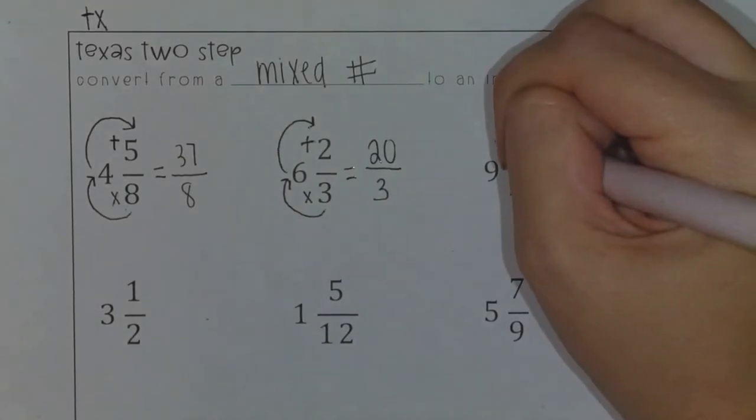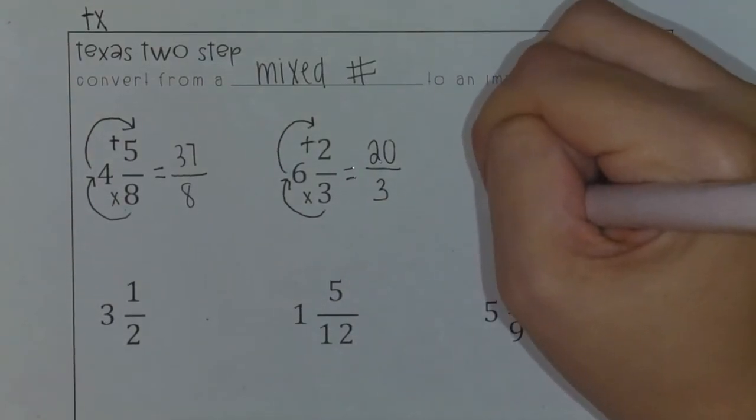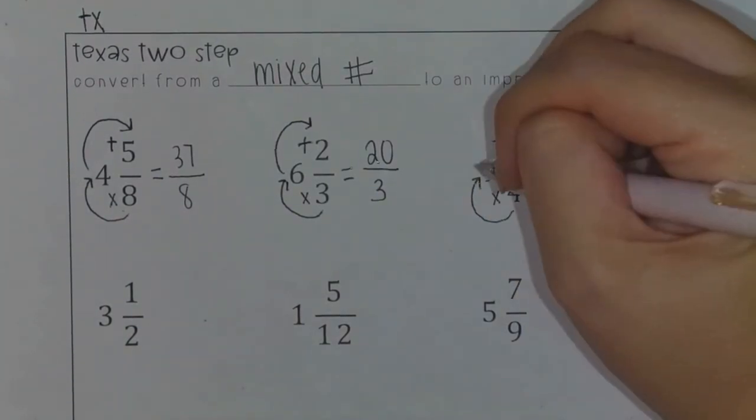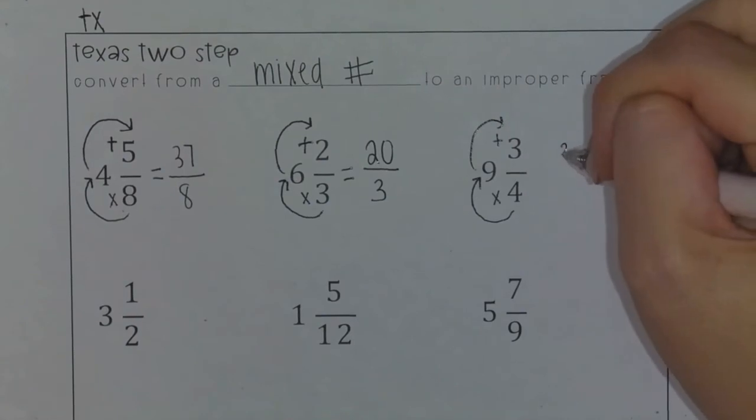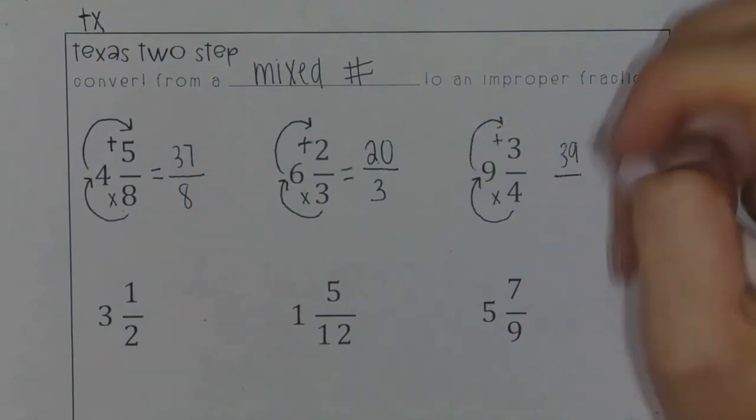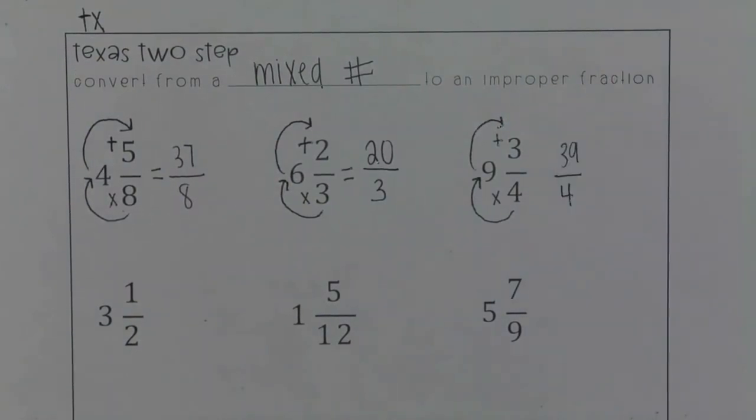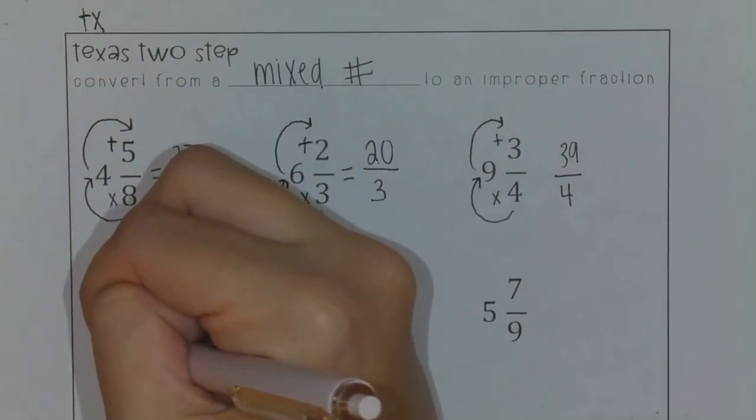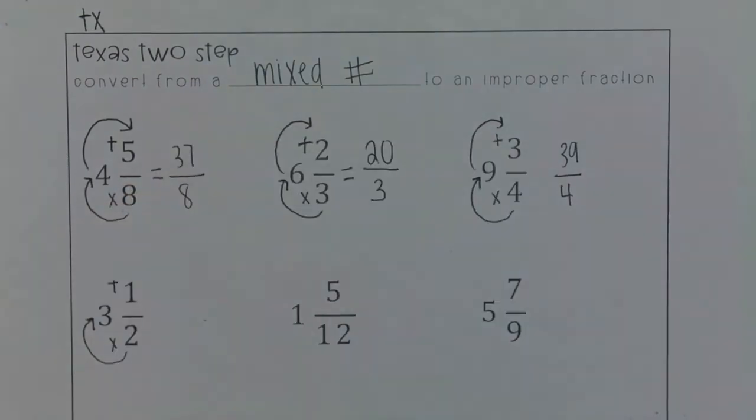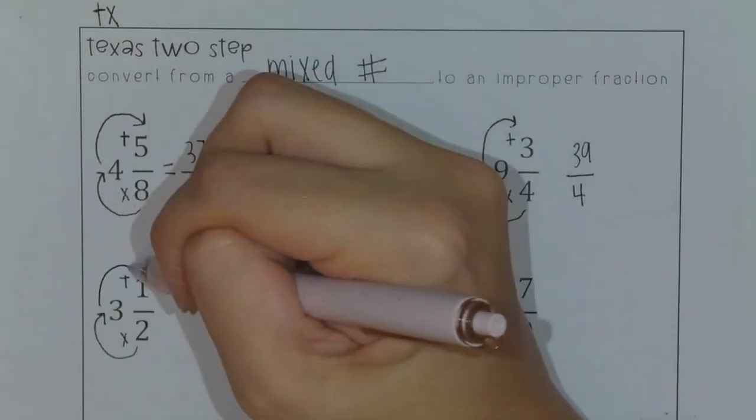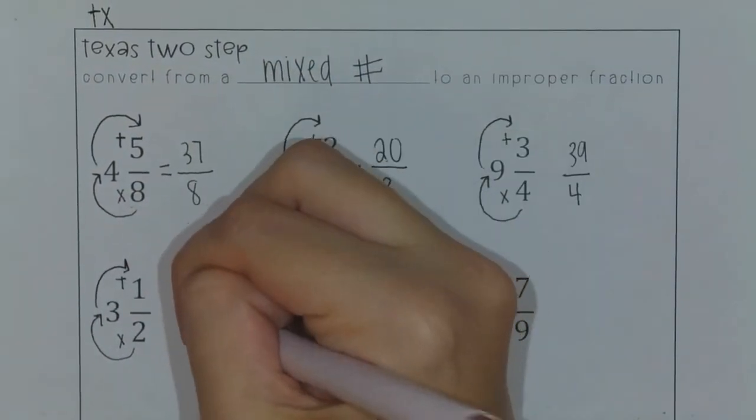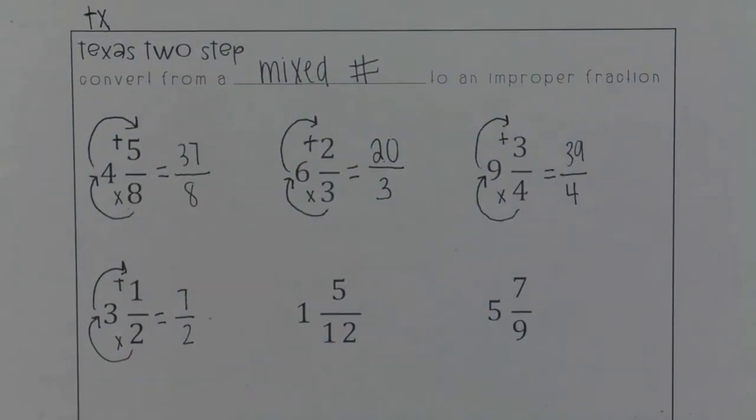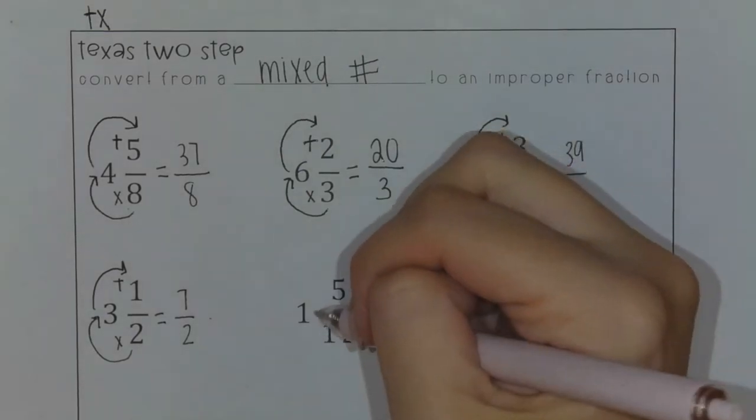9 3/4, I'm going to do the Texas two-step. So 9 times 4 would be 36, plus 3 more would be 39. The denominator stays the same, so 39 over 4. 3 1/2. Step number 1 is 3 times 2, which gives me 6. Plus 1 more, which gives me 7. So 7 over 2 is equivalent to 3 1/2.